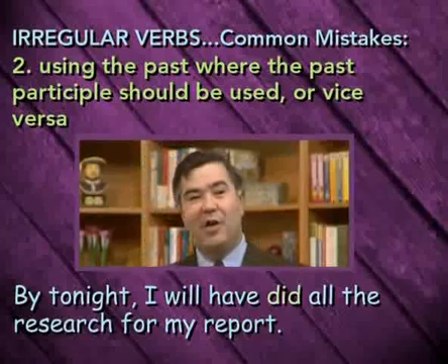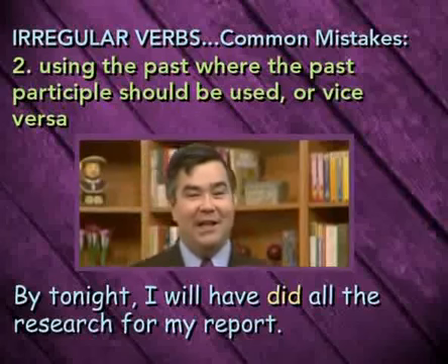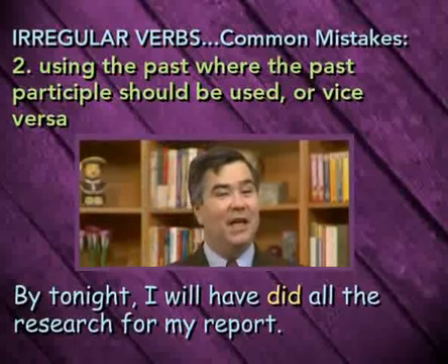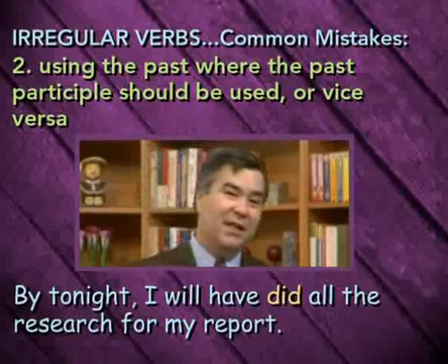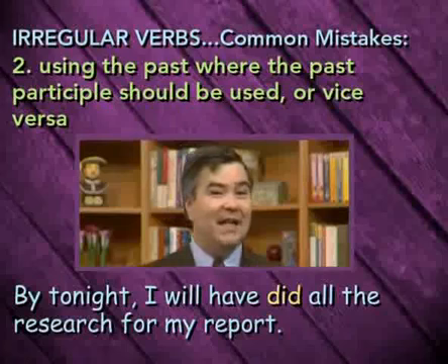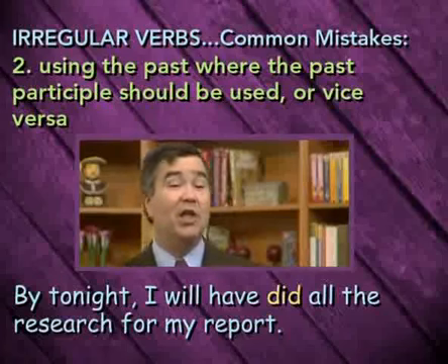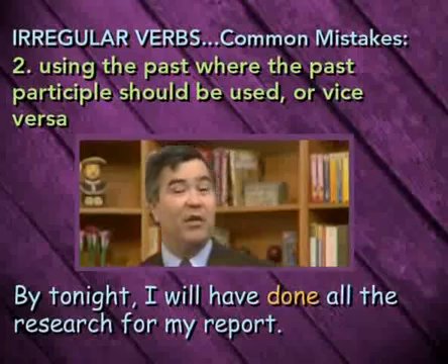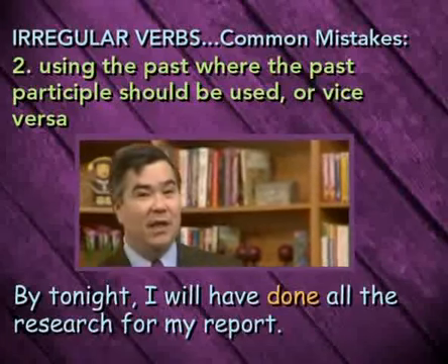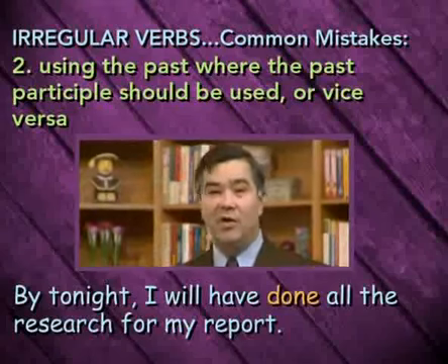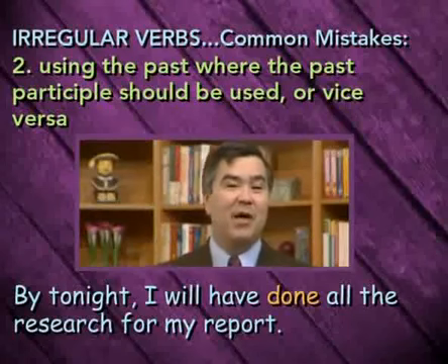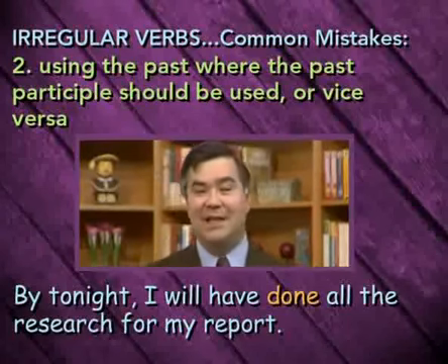In this case, the verb to do is being used, and the wrong form of the verb has been inserted here. Instead of the past participle, the author of this sentence has used the past form of the verb to do, which is did. Instead, the past participle needs to be used, which is done. That would be the correct form of the verb to use with the helping verb, done rather than did. And then the sentence would correctly read, by tonight I will have done all the research for my report. The author of this sentence confused the past with the past participle and therefore created a wrong sentence.